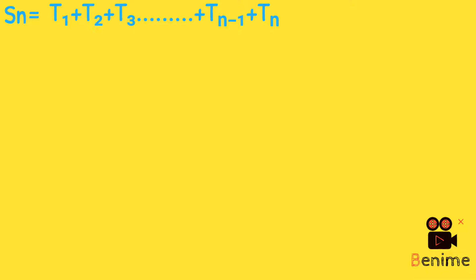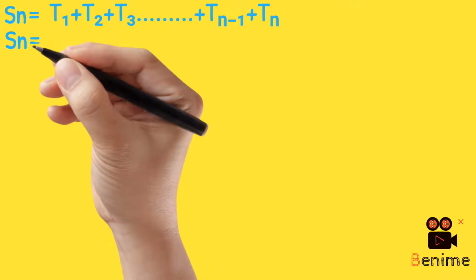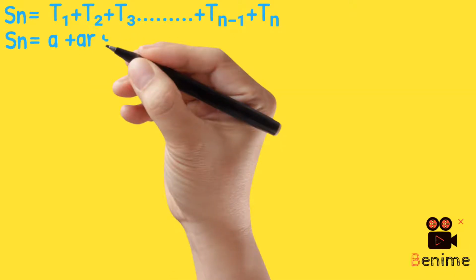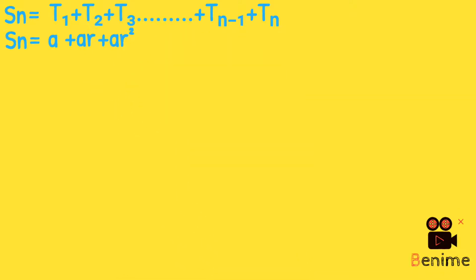Now, from the first video on geometric progression, we said T1 is a, T2 is ar, T3 is ar raised to the power of 2, and so on. So we substitute this into what we have now. So we have Sn is equal to T1 plus T2 plus T3 and so on. So it will become Sn is equal to a plus ar plus ar raised to the power of 2 and so on.